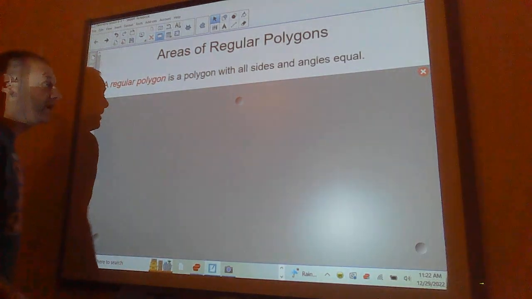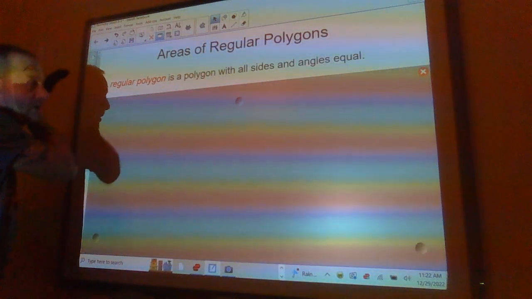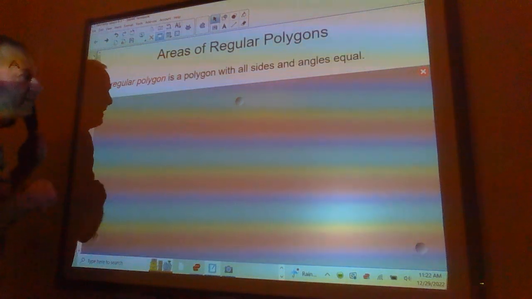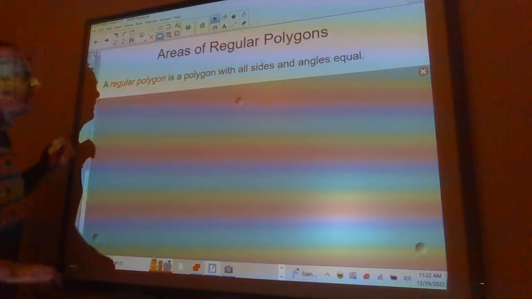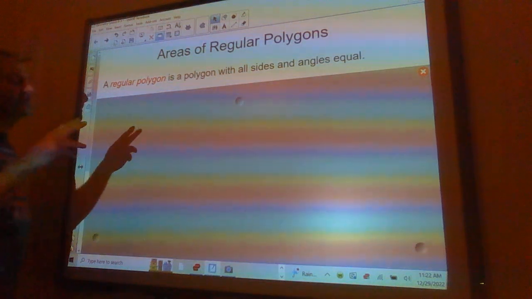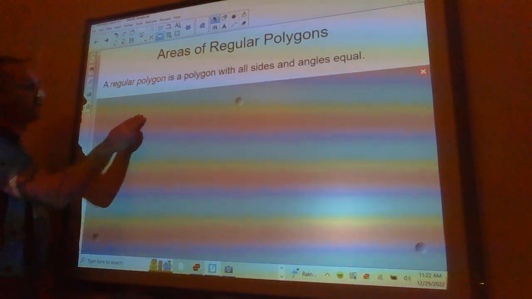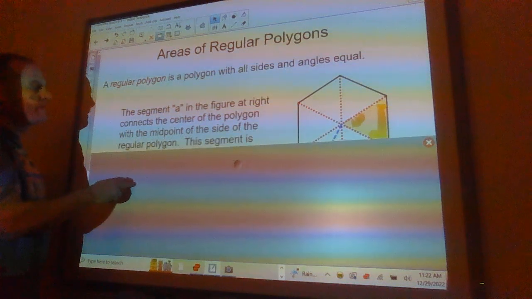A regular polygon is a polygon with all sides and angles equal. Okay, so they're the nice, perfectly shaped polygons that look really symmetrical and everything.